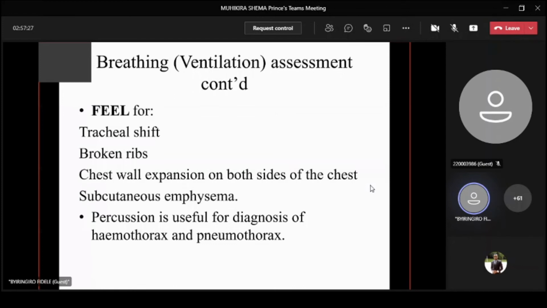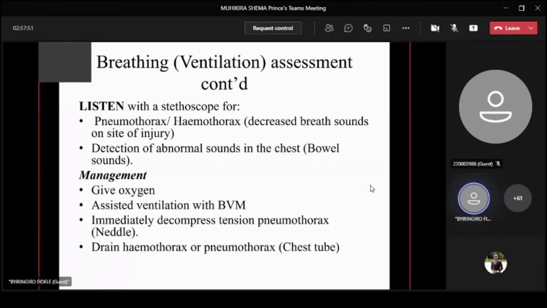You have to also do percussion, which is useful for diagnosis of hemothorax or pneumothorax. You have to listen with a stethoscope to diagnose any pneumothorax or hemothorax, which have decreased breath sounds on the site of the injury. You have to detect abnormal sounds in the chest, and the management, you give oxygen, you assist ventilation with mechanical ventilation. You immediately decompress tension pneumothorax, and you drain hemothorax or pneumothorax with a chest tube.